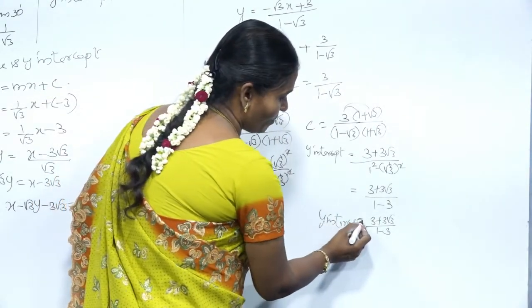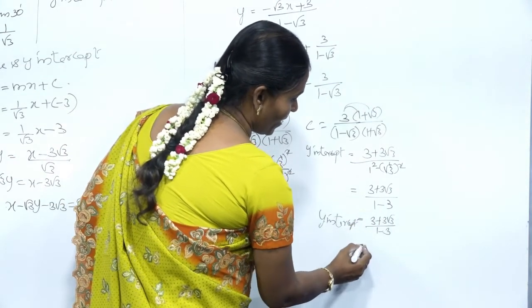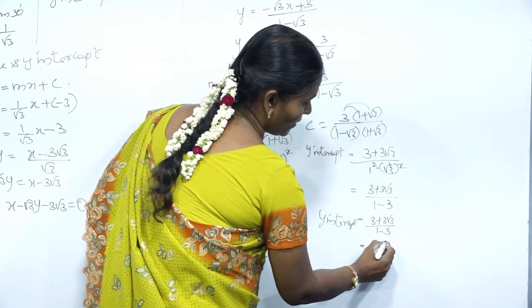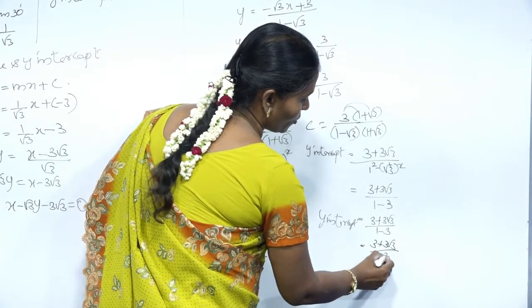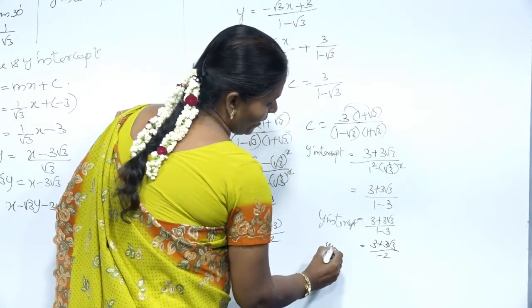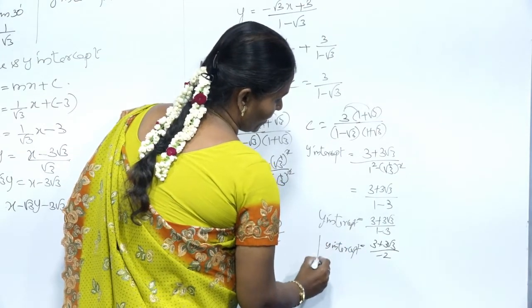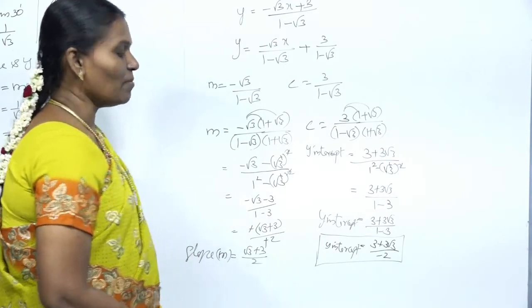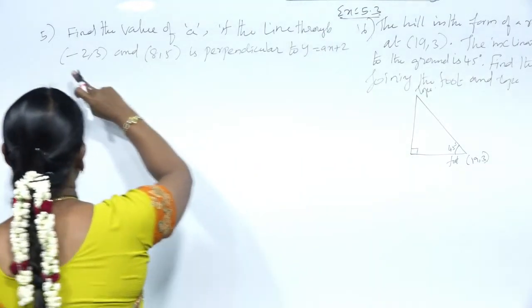We see y-intercept, that is equal to 3 plus root 3 by 1 minus 3. So 1 minus 3 means, see here, the numerator is 3 plus 3 root 3. 1 minus 3 means that is minus 2. So y-intercept is equal to 3 plus 3 root 3 by minus 2. So you see children, exercise 5.3, fifth sum.